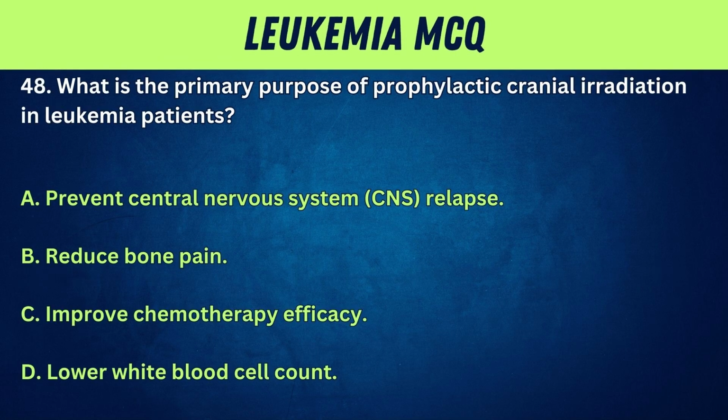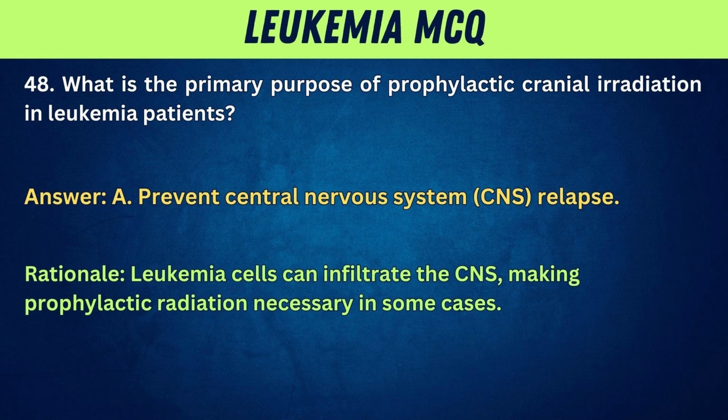48. What is the primary purpose of prophylactic cranial irradiation in leukemia patients? A. Prevent central nervous system, CNS, relapse. B. Reduce bone pain. C. Improve chemotherapy efficacy. D. Lower white blood cell count. Answer: A. Prevent central nervous system, CNS, relapse. Rationale: Leukemia cells can infiltrate the CNS, making prophylactic radiation necessary in some cases.